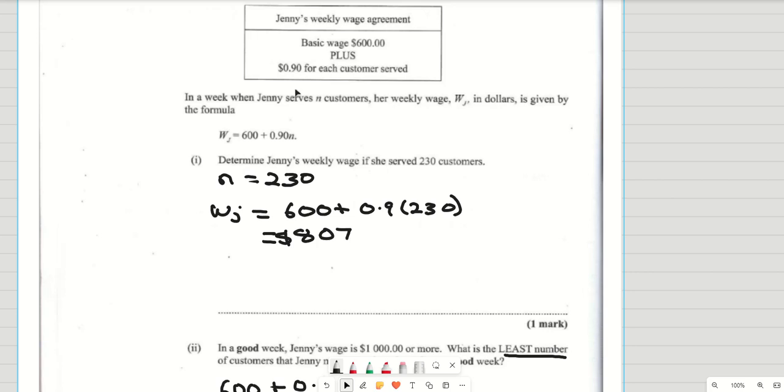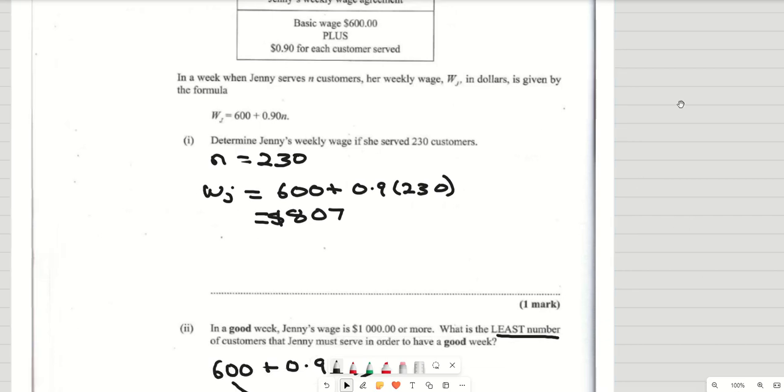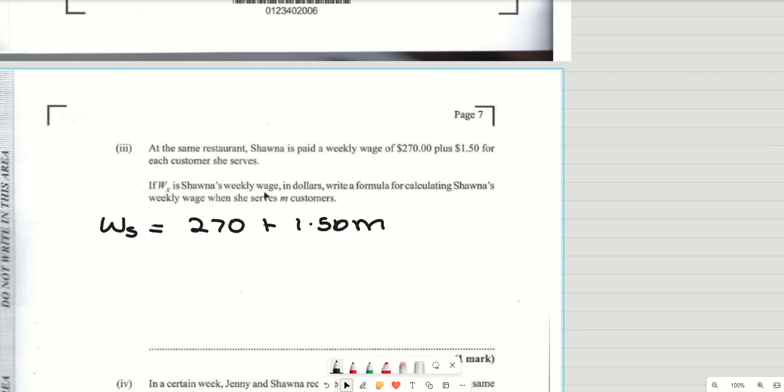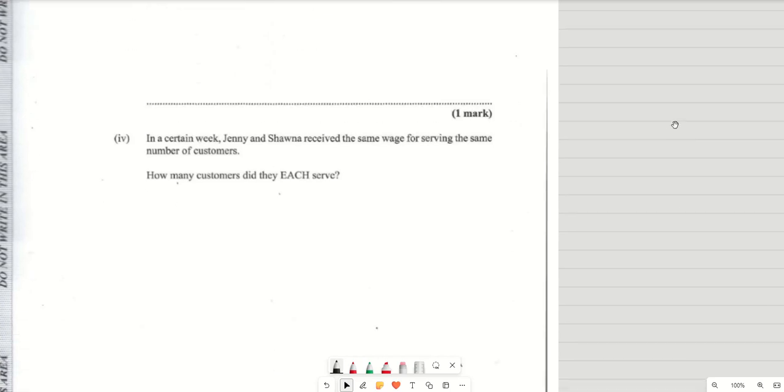If you're not 100% sure how they got this: the basic wage in this case is 600. For Shona's case, it was 270. Plus, for every customer was 90 cents. For every customer for Shona is $1.50. And it told you the number of customers would be M. So that is how you get your formula. Now, this is the last question. In a certain week, Jenny and Shona received the same wage for serving the same number of customers. How many customers did each serve?